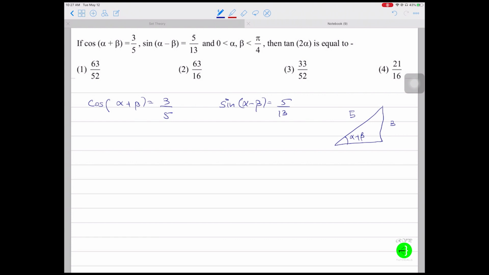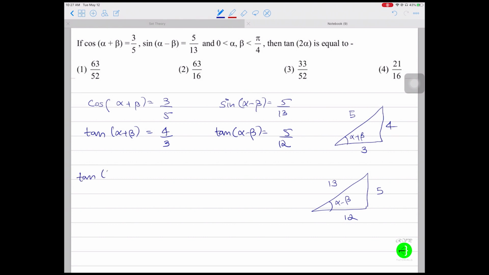So this will be 3, this will be 5, and this would be 4. And same for alpha minus beta. This would be 5, this would be 13, and this would be 12. So from these triangles, tan of alpha plus beta is the perpendicular over the base, which is 4 by 3. And from the triangle with alpha minus beta, it would be 5 by 12.